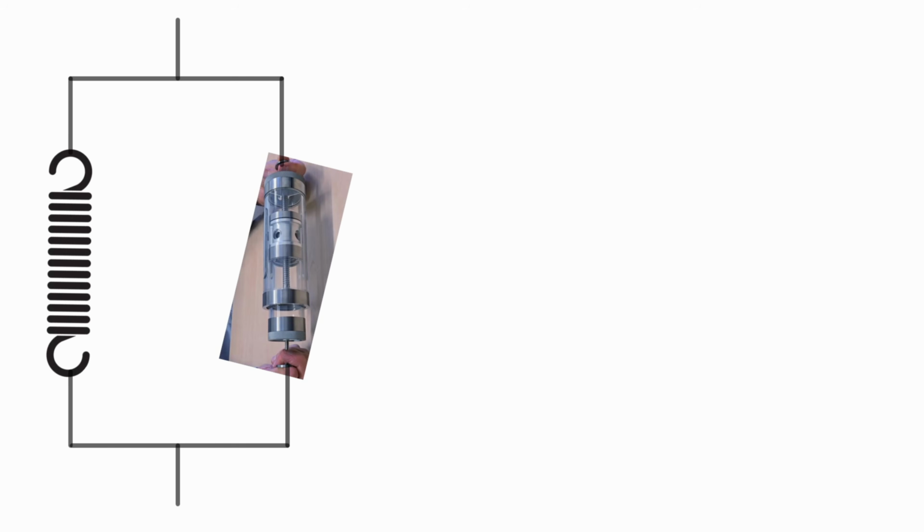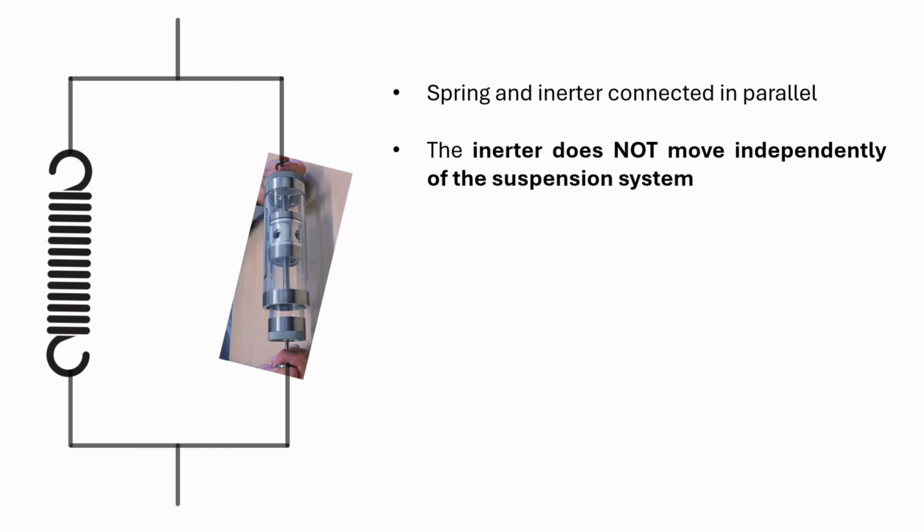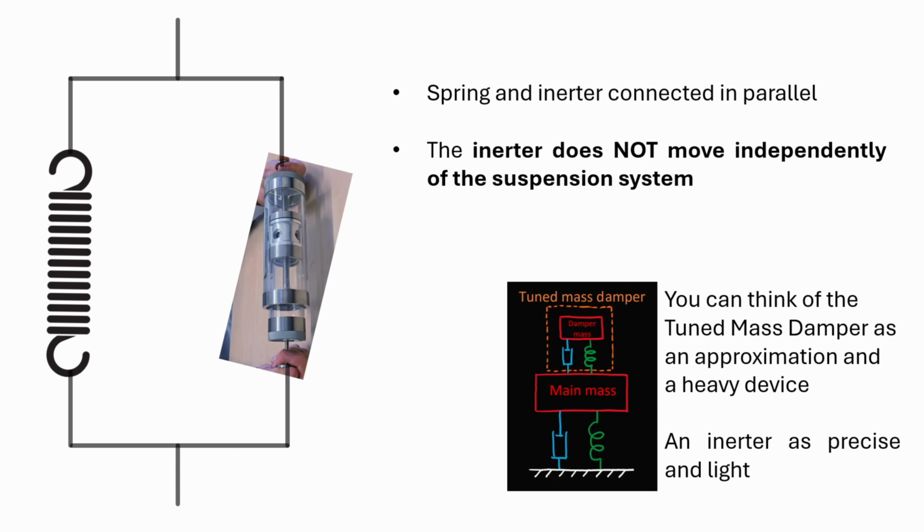Because if we have, for instance, a spring connected in parallel with an inerter, then the two terminals of the inerter do not move independently of the suspension system like the mass damper did. In technical jargon, this means that an inerter is not a movable aerodynamic device, and consequently, it does not violate F1 regulations. In short, you can think of a tuned mass damper as an approximation and a heavy device. Inerters, on the other hand, are light and precise devices.